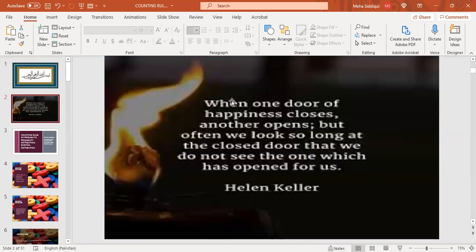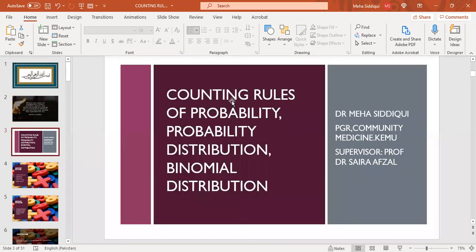Bismillahirrahmanirrahim. When one door of happiness closes, another opens, but often we look so long at the closed door that we do not see the one which has opened for us.